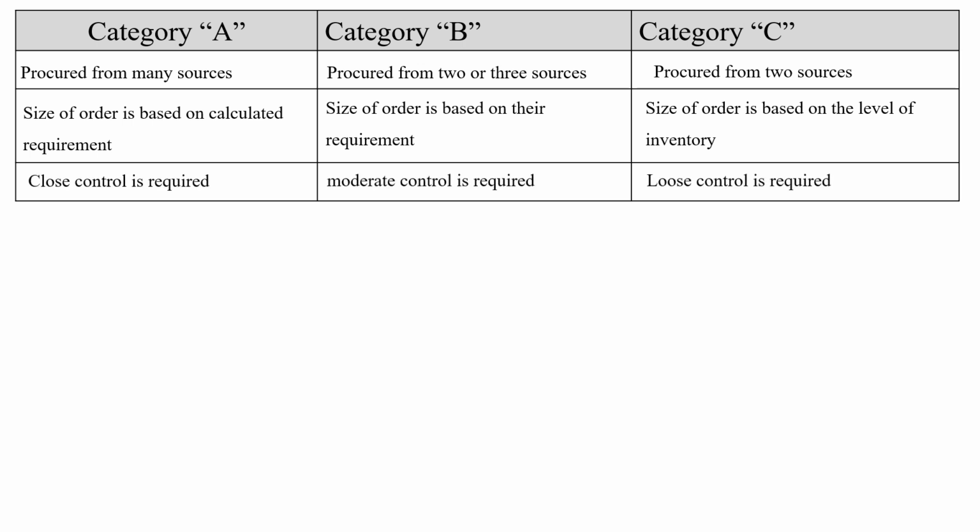For category A, as we already discussed, close control is required, because they are highly valuable items. In category B, moderate control is required. In category C, less control is required. So these are the differences between category A items, B items and C items.